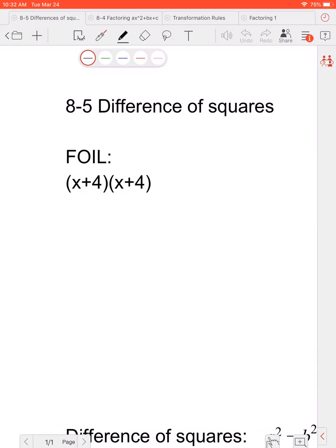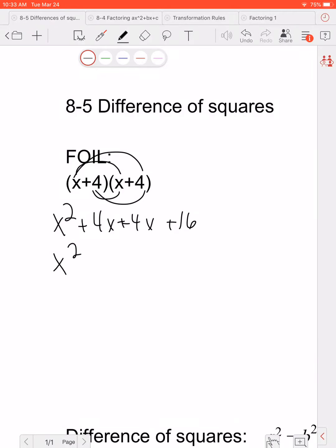So if you use the box method, that's fine. I'm just going to use regular FOIL today. So x times x is x squared. X times 4 is 4x. 4 times x is 4x. And 4 times 4 is 16. And if I were to simplify that, that would be x squared plus 8x plus 16, because I have to combine my like terms. Okay?